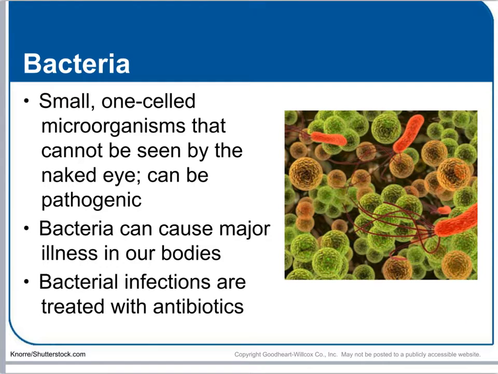So let's take a closer look at the types of microorganisms that we're talking about. First, we have bacteria. These are small, one-celled microorganisms. You cannot see them with the naked eye, and they can be pathogenic, meaning very harmful to our bodies. Usually bacterial infections are treated with antibiotics. So what should you know? Small, one-celled, can't see them, can cause damage, treated with antibiotics.